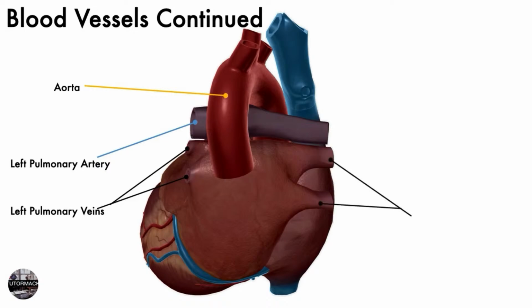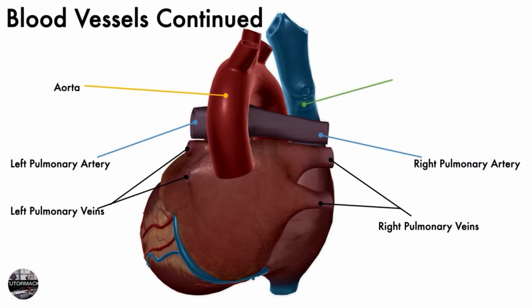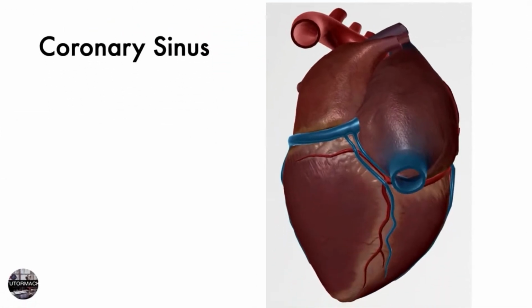Here. You got it. Right pulmonary veins. What's this? That's right pulmonary artery. How about here? Yeah, SVC, superior vena cava. Let's talk the coronary sinus. That's right, coronary sinus, the large vein.